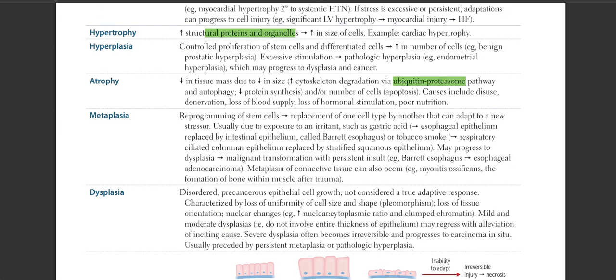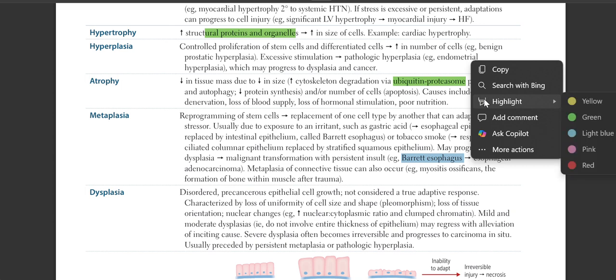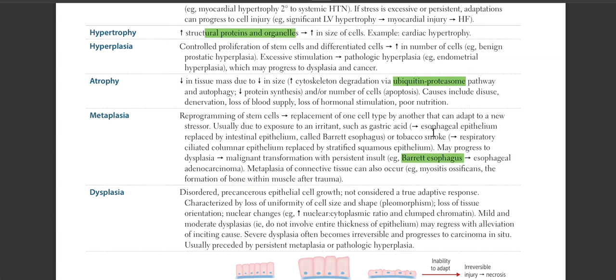Now, there are two very important metaplasias that you need to remember. The first one is Barrett's esophagus, and then the second one is tracheal. So, this part here, let me see if they've added Barrett's esophagus. Oh no, they haven't added it. Okay, no problem. These are the two you need to remember.